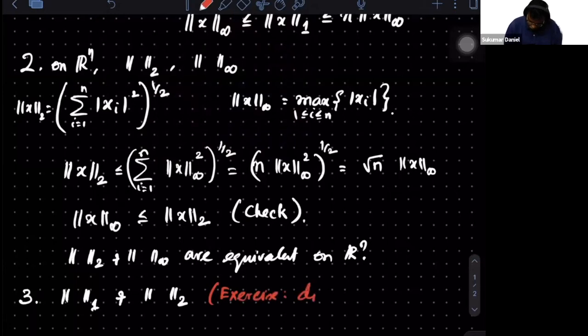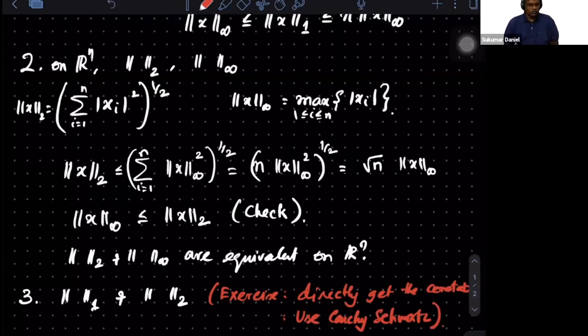Two types. So you directly get the constant. Another one, use Cauchy Schwarz, because one of them is the 2 norm. So you know there is a Cauchy Schwarz you can use, or Holder's inequality, the more general one, you can also use to get that.